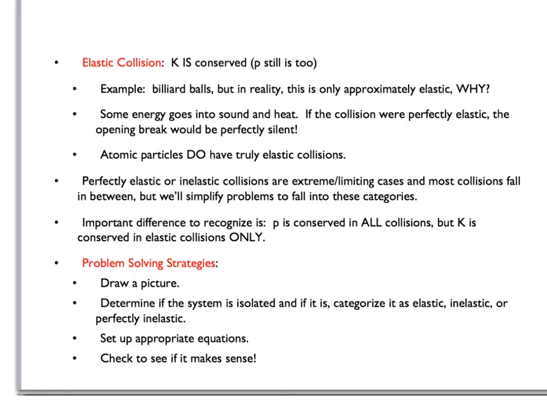Now let's move on to an elastic collision. An elastic collision is one where the kinetic energy is conserved. Now remember, momentum still is conserved also, but here we have both being conserved, both momentum and kinetic energy. An example of this would be something more like billiard balls, or maybe even one of those Newtonian demonstrators that has the multiple spheres kind of hanging from strings.